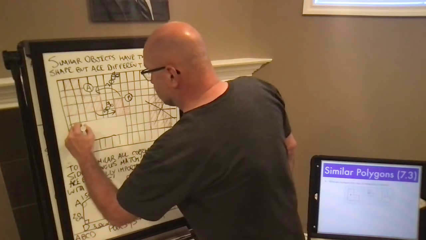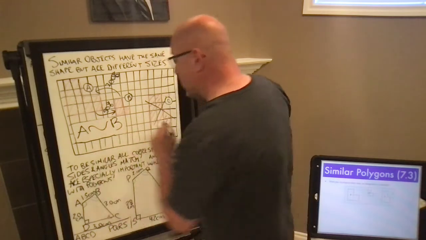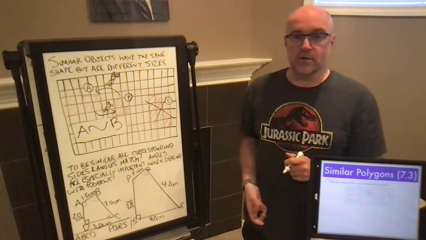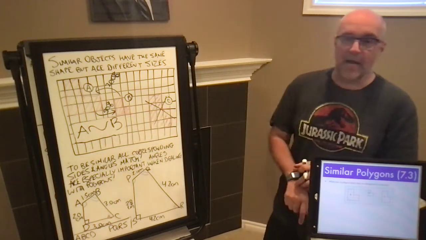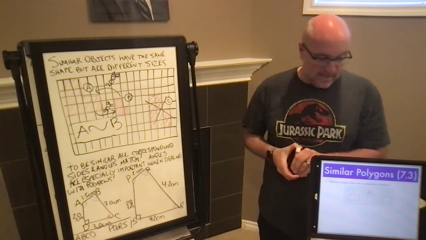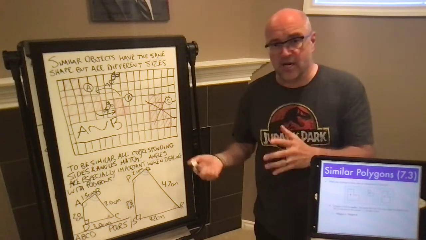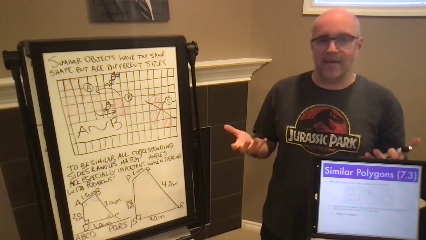To indicate that two objects are similar, we use this symbol here in the middle, that little squiggly line. So we say that A is similar to object B. We use that little squiggly line to indicate that's what we are representing. We've already talked about reductions and enlargements, and we've already discussed what similar objects are. We just didn't give them a name.